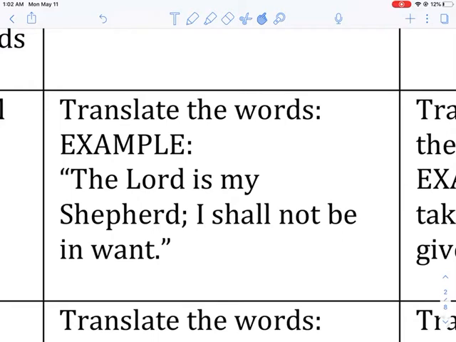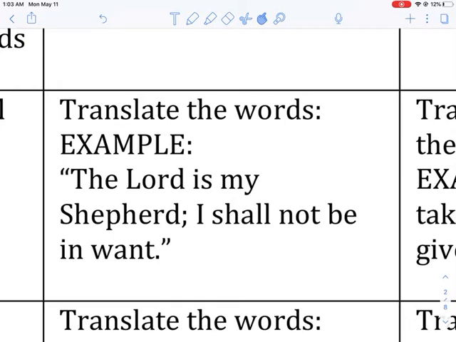What does that mean? And then likewise, when it says, "I shall not be in want," well, what does that mean? I want breakfast tomorrow. I want to hang out with my friends. I want to grow up and get a job or get married or whatever else.